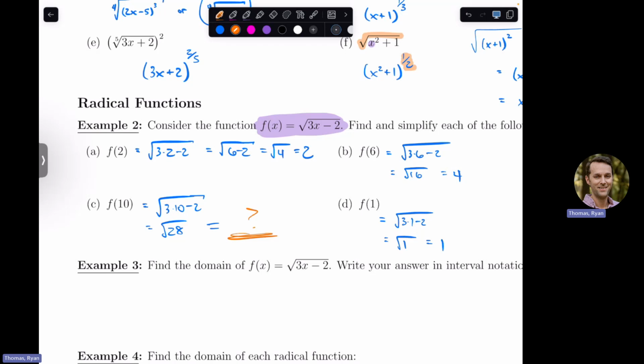C, 3 times 10, 30 minus 2 is 28. Square root of 28. Not a perfect square, but it is 2 and 14. And 14 is 2 times... 2's prime, but 14's even. So 2 and 7, which is prime. So we've got a pair of 2's, which means we can write it as 2 times the square root of 7. Okay, which is 5 something. And then 1: 3 times 1 minus 2 is 1, the square root of 1 is 1.